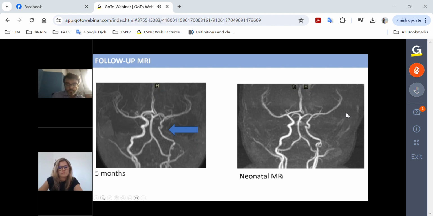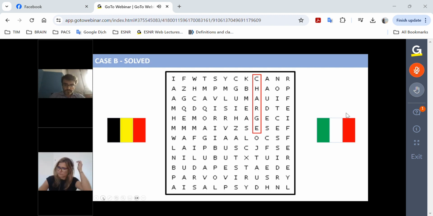So we are going to follow up the patient, but probably, well, this is a PHACE syndrome, and probably you have already noticed that this was in the puzzle. Sorry, I put the wrong letter, but it was a P. Sorry.